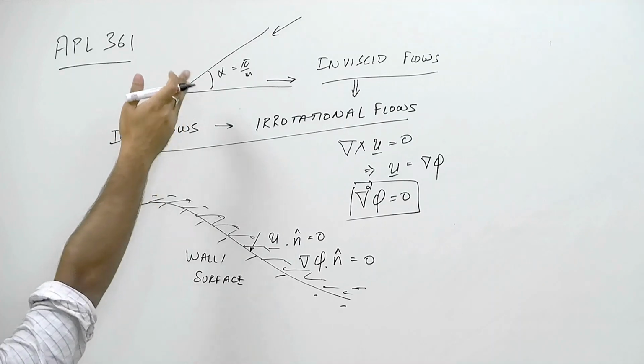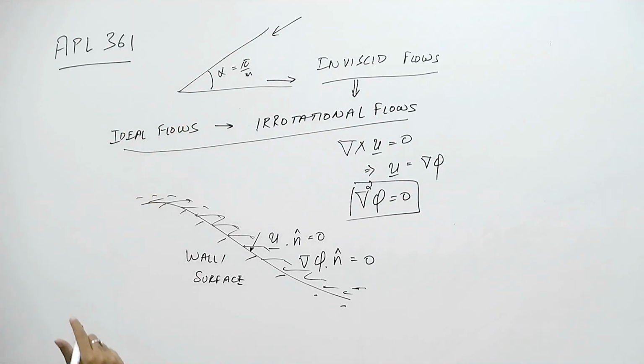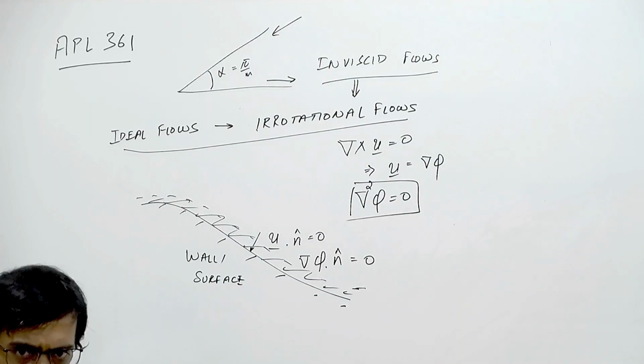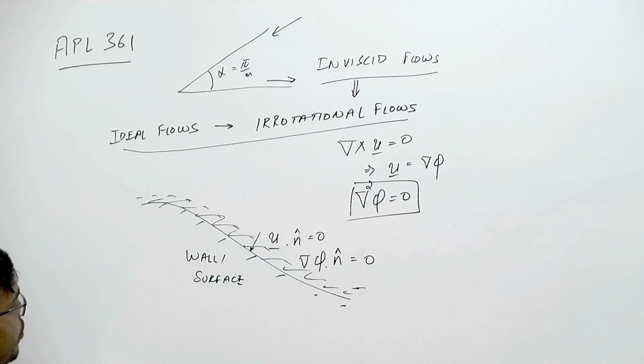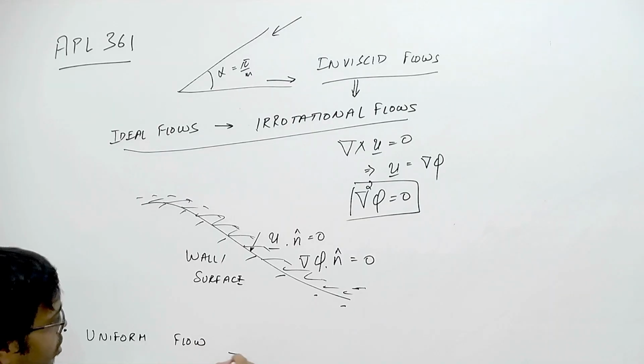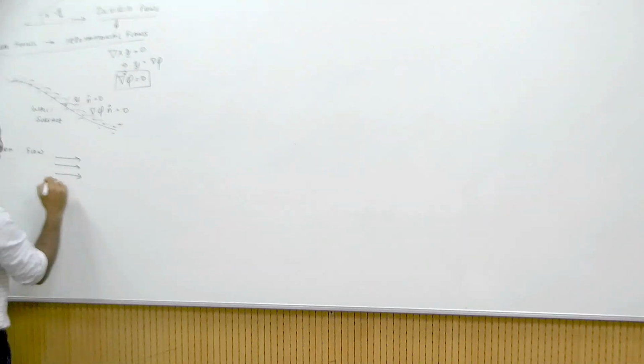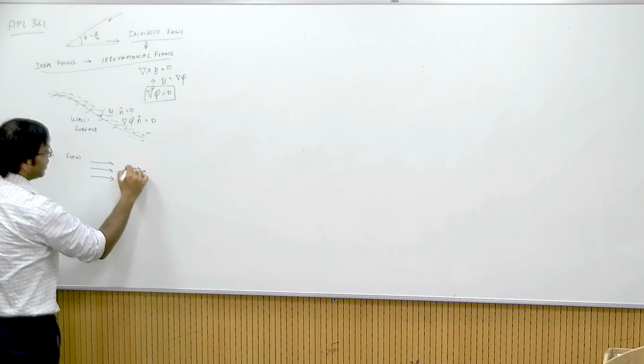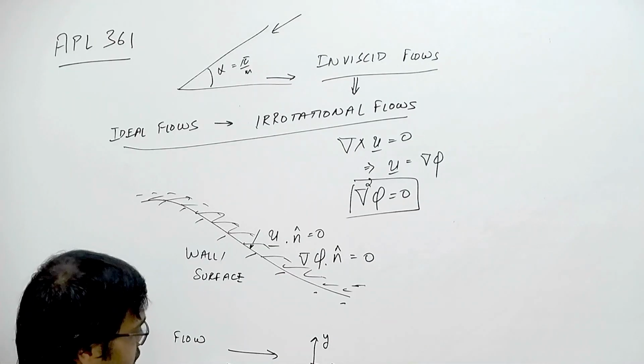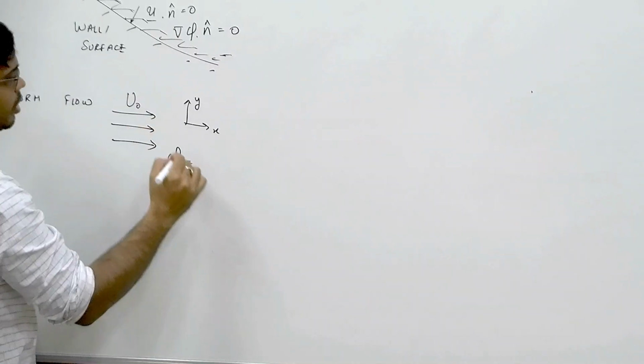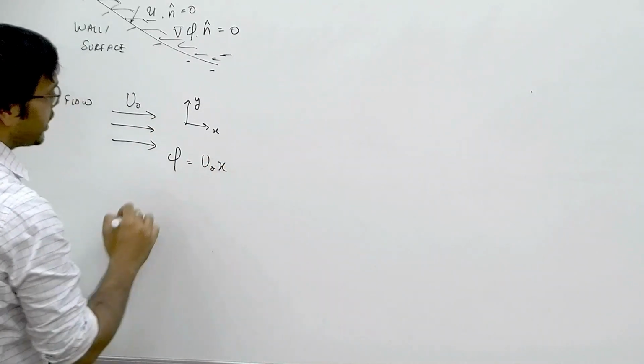So we had looked at this ideal flow in a wedge. Just a basic recap from your introductory fluid mechanics class. So if you recall, for a uniform flow, let us say uniform flow which is oriented in x direction, your velocity potential is simply, if the speed is u naught, velocity potential is simply u naught x.